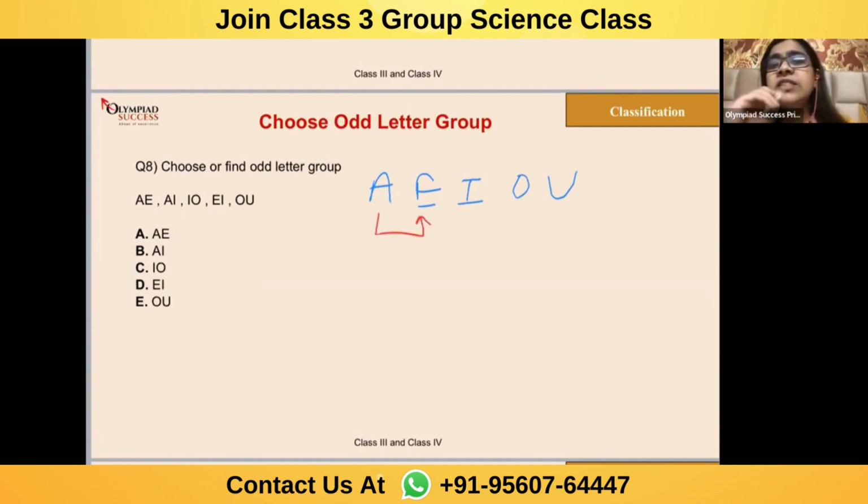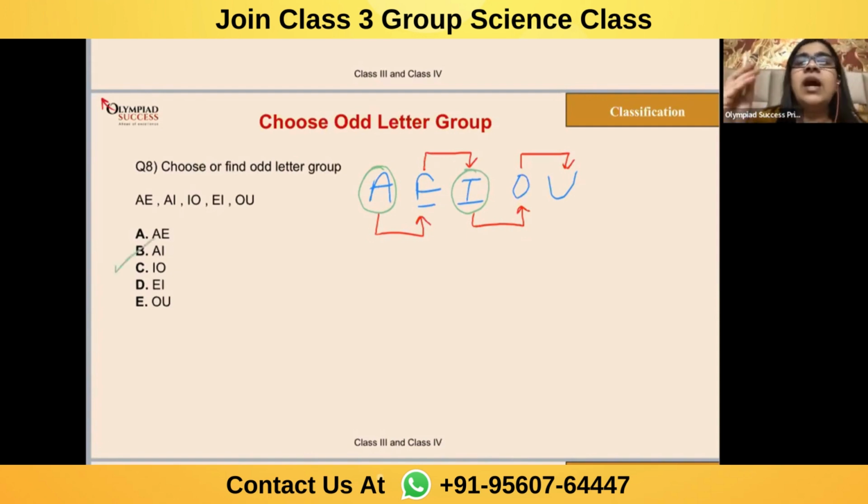A, E, consecutive. What is consecutive? Next to each other. A and E are next to each other. I and O are next to each other. E and I are next to each other. O and U are next to each other. But which one is not the one which is next to each other? A and I. They have a vowel between them, that is E, and that's why they are not consecutive, and B is my answer.